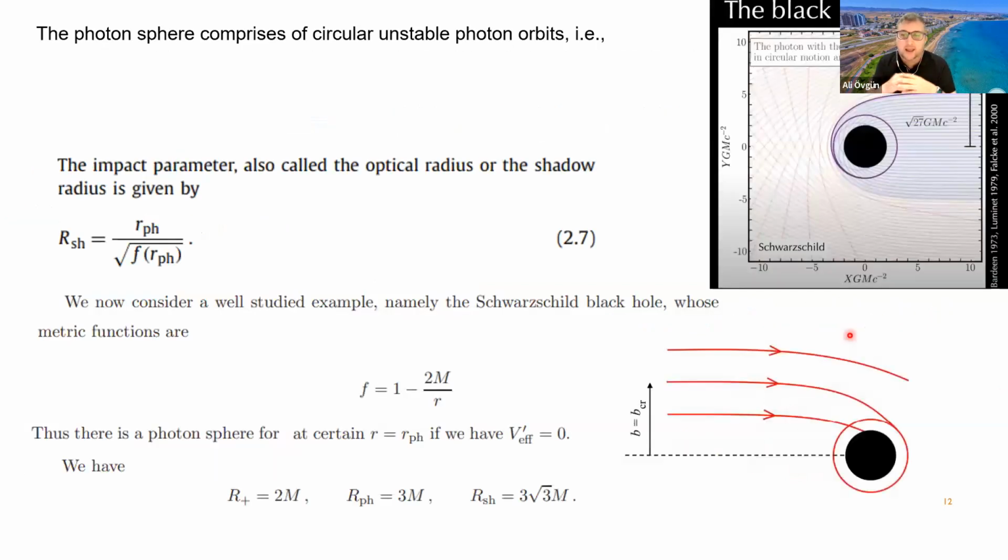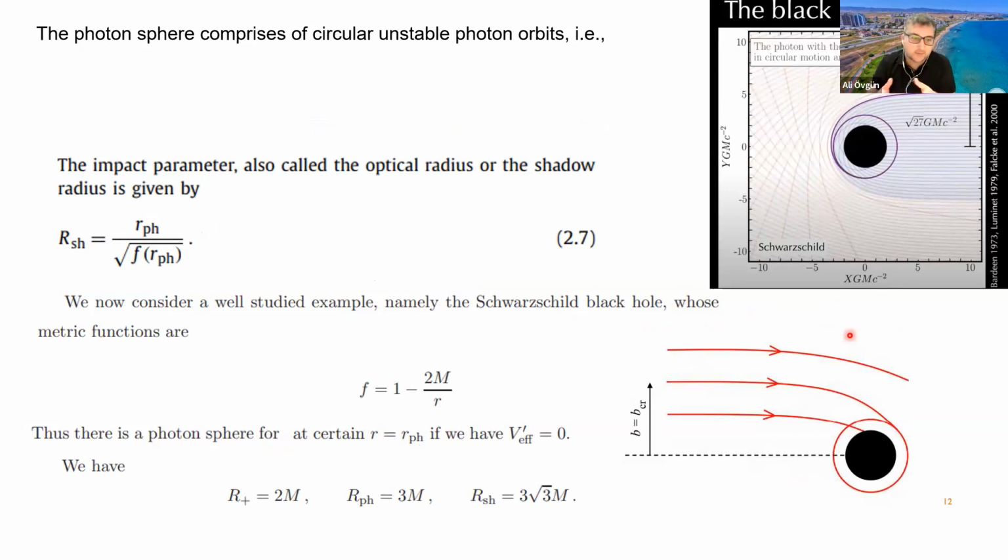And for photons entering a black hole system with different impact parameters, the photon with a critical impact parameter ends in a circular motion around the black hole. We can say that the photon sphere is the location where gravity is so strong that light can travel in a circle. So this photon sphere is very important.